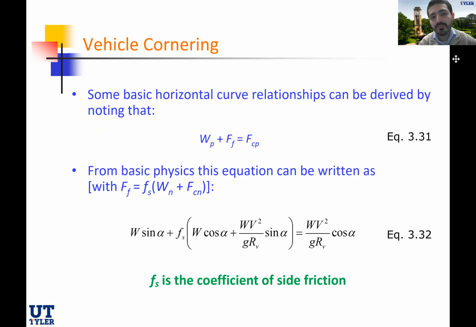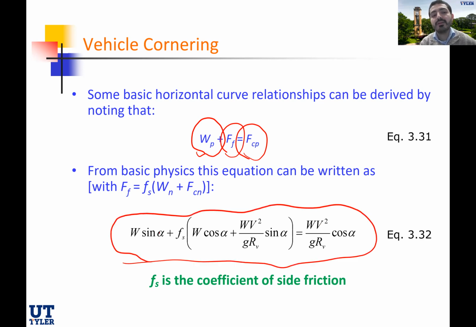For the basic horizontal curve relationship, if you do the balance of forces in one of the two directions, we find that WP, the weight of the vehicle in the parallel direction, plus FF is going to equal FCP. From basic physics, the equation can be rewritten as follows, and we can expand it simply because FF is Fs times WN plus FCN.